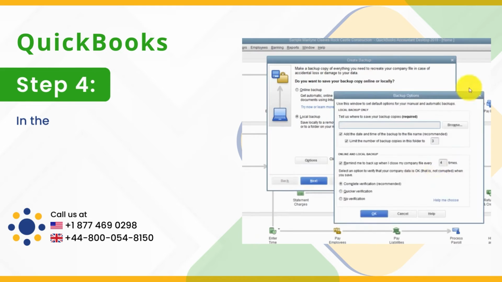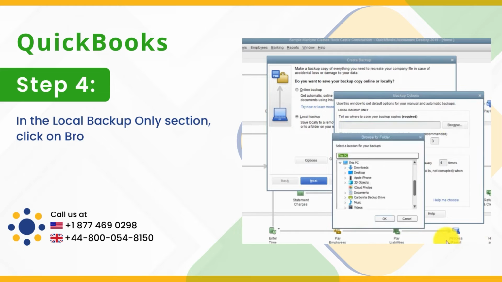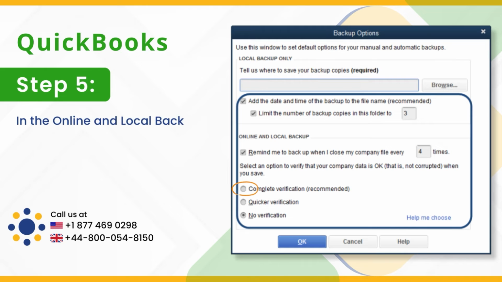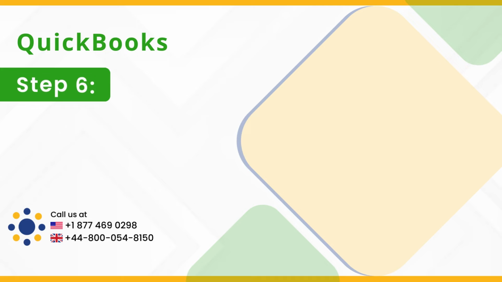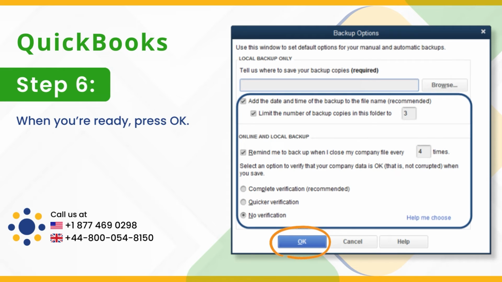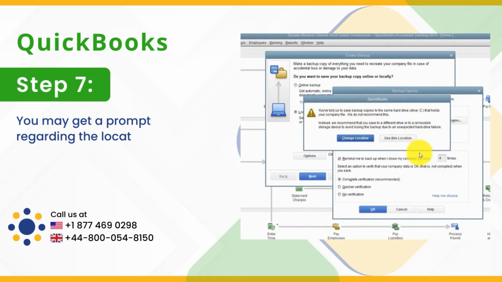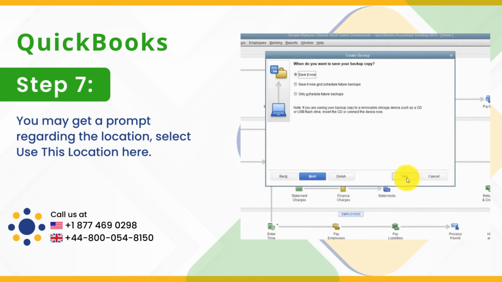Step 4. In the Local Backup Only section, click on Browse and select where you want to save the file. Step 5. In the Online and Local Backup section, select Complete Verification. Step 6. When you're ready, press OK. Step 7. You may get a prompt regarding the location. Select Use this location here.